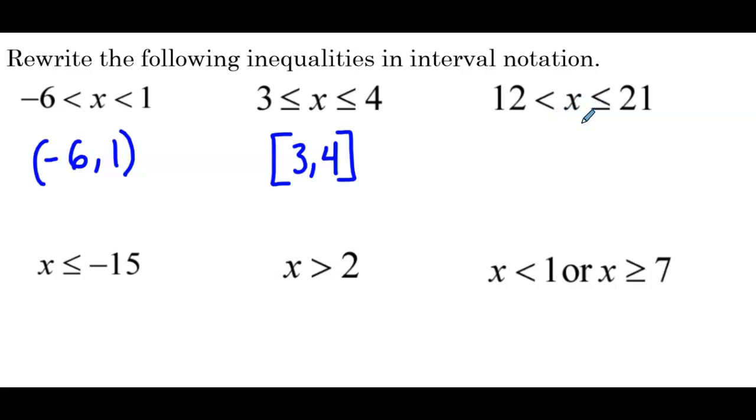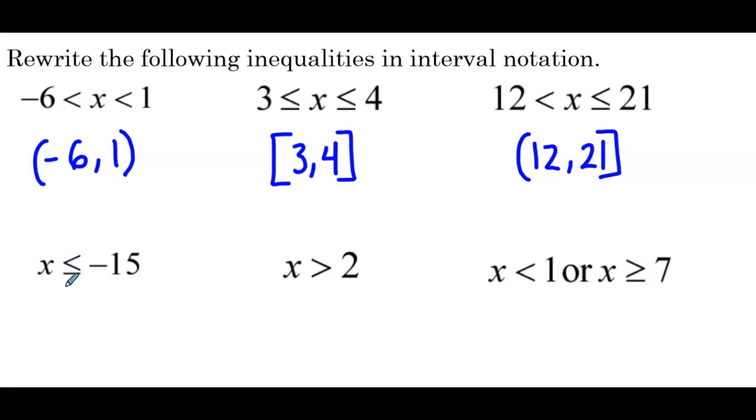12 is less than x, which is less than or equal to 21. So our interval goes from 12 to 21. Less than, right, 12 is less than x, so no equality. Start with a parentheses. Then x is less than or equal to 21, so we do have equality. We'll end with a bracket. Okay, so those are 3 nice examples that we can compare inequalities to their interval notation.